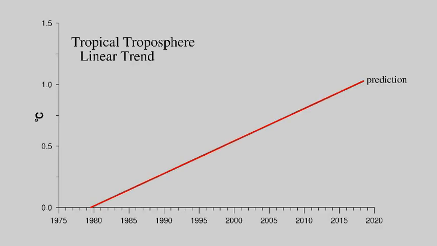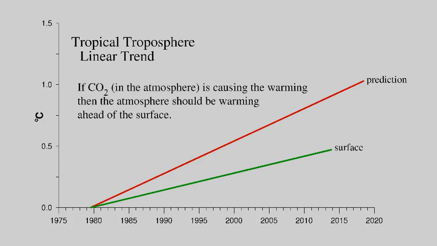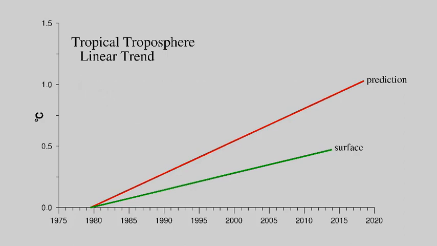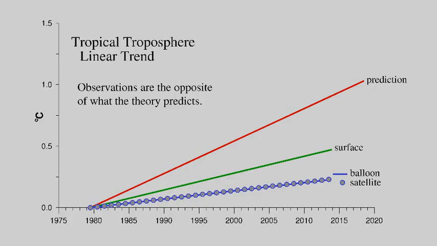One of the predictions made by all of the models is that the temperature trend in the tropical troposphere should increase at a rate about 2 times faster than the surface rate. This prediction makes sense and is necessary because, if CO2 in the atmosphere is causing the warming, then the atmosphere should be warming ahead of the surface. It turns out that we have about 40 years of temperature data from both weather balloons and satellites, and that data shows that the temperature trend in the tropical troposphere is about half the trend at the surface. This is exactly the opposite of what the theory predicts, so based on the most fundamental principle of science, we must conclude that the theory is incorrect.